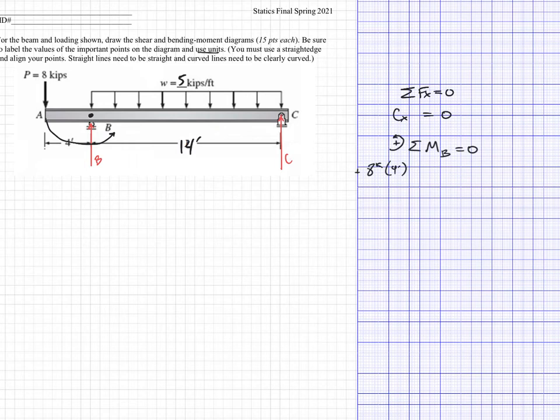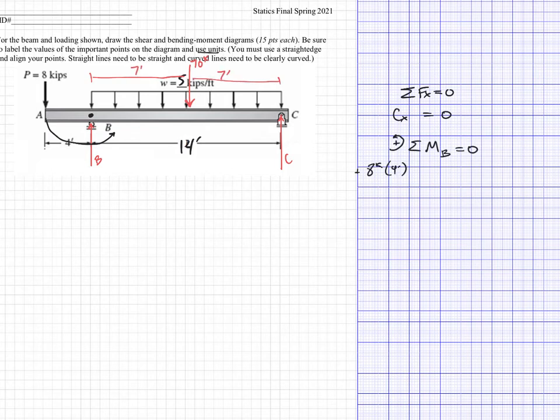Okay. Now I've got this 5 kips per foot going down, and that's taking place over 14 feet. So 5 times 14, I think that's 70. So that's going to be 70 kips going down for the total effect of all of those kips per foot, right? And it's acting at the centroid of that rectangle, so it's 7 feet from this side and 7 feet from that side.